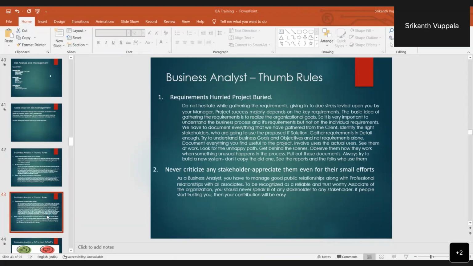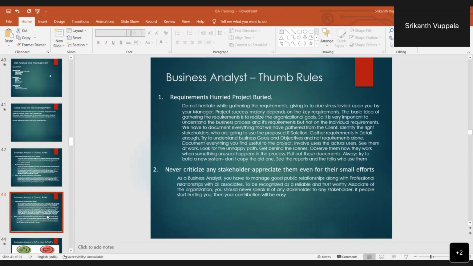Instead, we should not hurry in gathering the requirements within that stipulated time. If you gather the requirements in a hurry, the project will not go smoothly. So do not hesitate while gathering the requirements, or give in due to stress from your manager. Project success mainly depends on the key requirements. The basic idea of gathering the requirements is to realize the organization's goals.